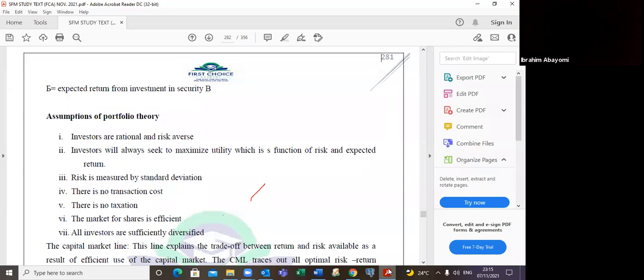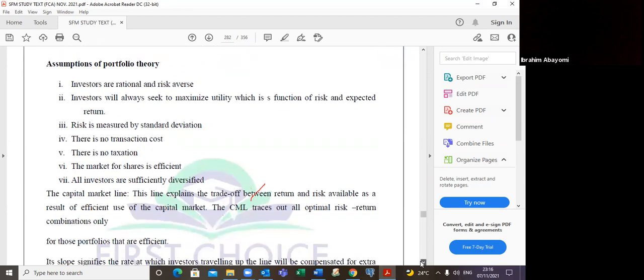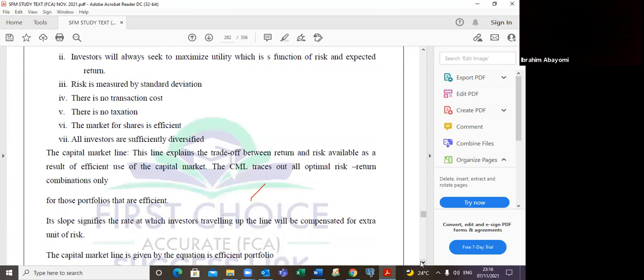And next, there is no taxation. So in portfolio theory, we don't consider taxation. We assume the world exists without tax. That is one of the assumptions of M&M proposition 1, so we are applying that assumption here. All investors are sufficiently diversified, meaning that because we have assumed that investors are rational, they will have diversified their investment portfolio. These are the assumptions of portfolio theory.